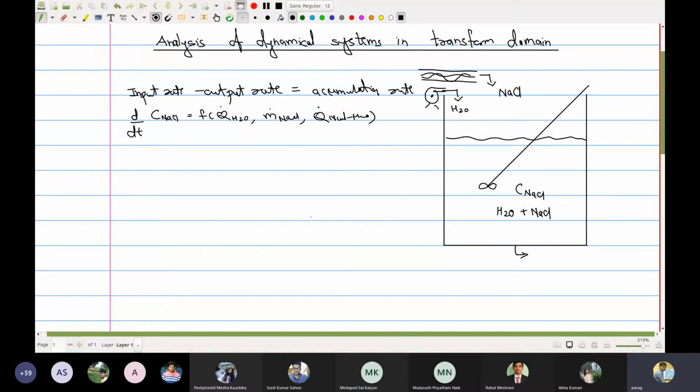Now, based on the analysis that we did till the last lecture, what you will do is determine the equilibrium solution. Okay, you will determine the equilibrium solution to the above equation.